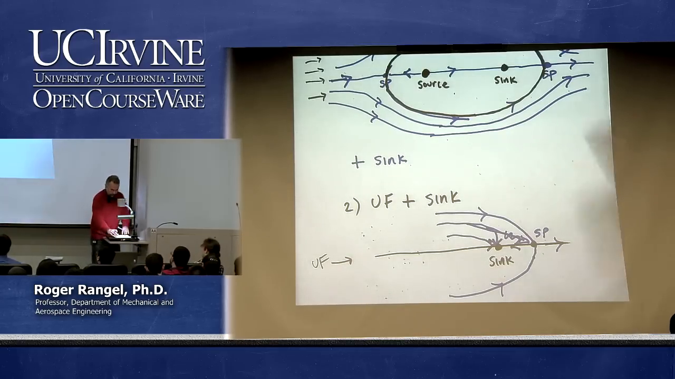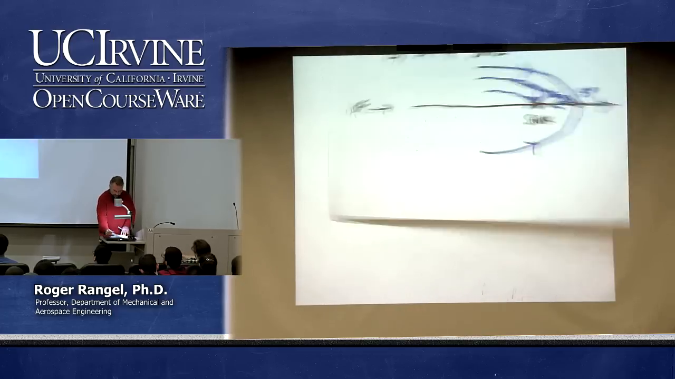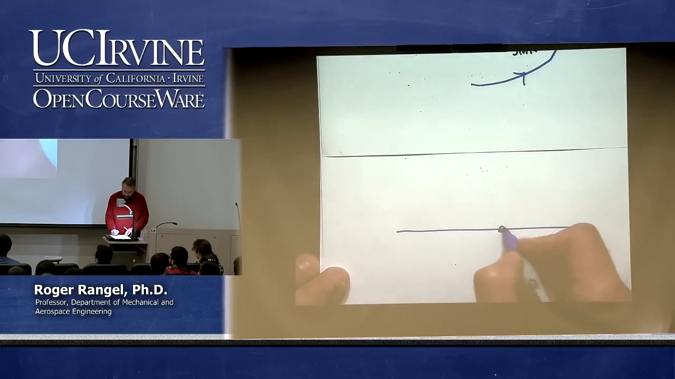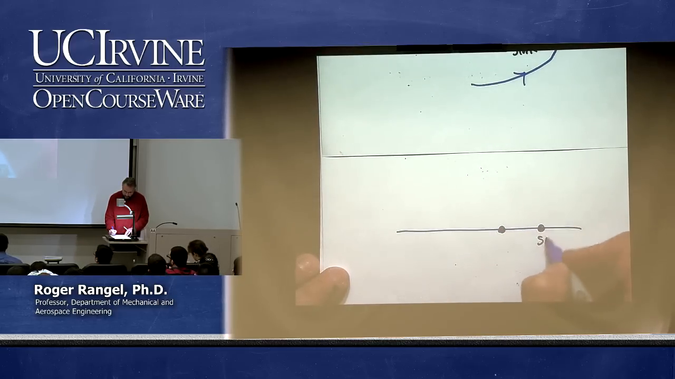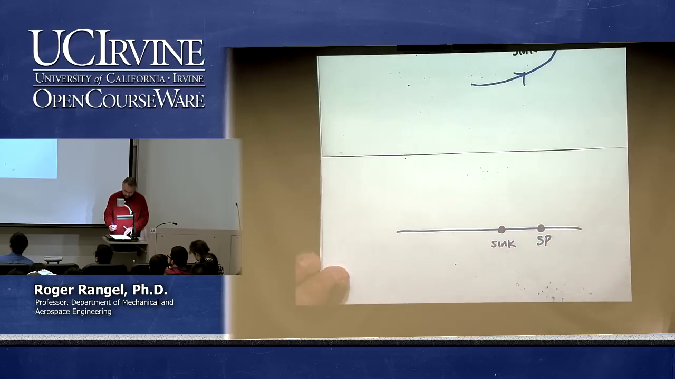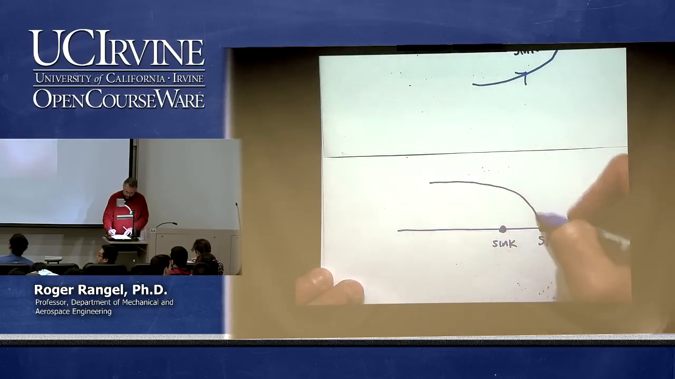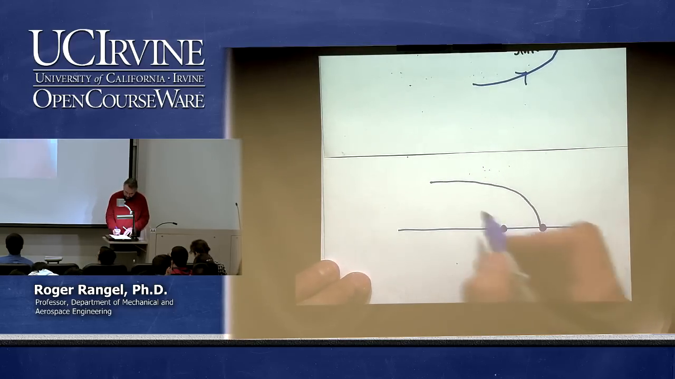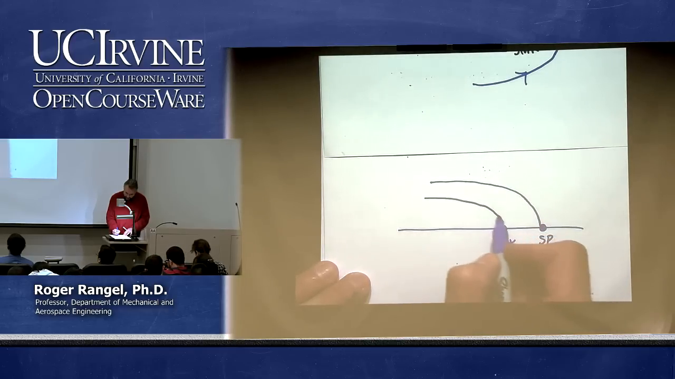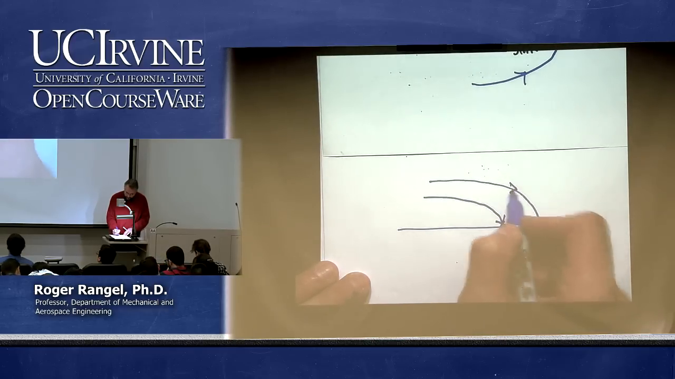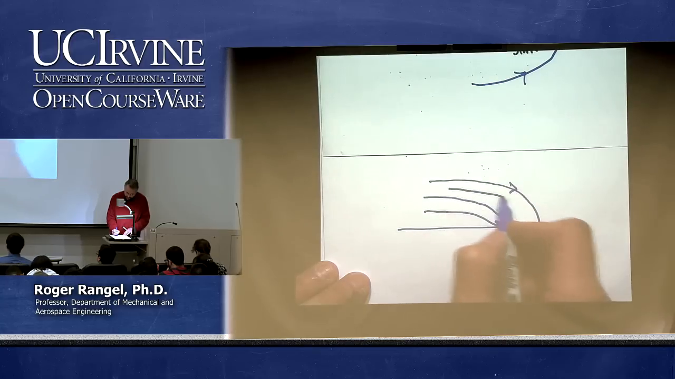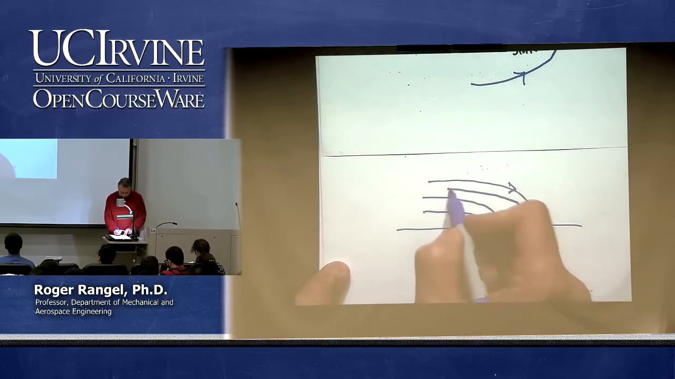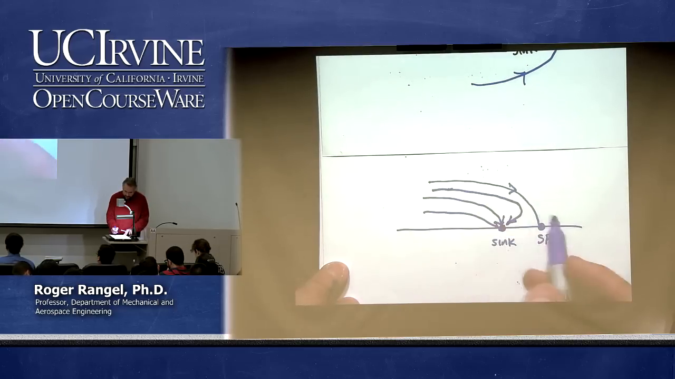Let me do that a little nicer. So here's the sink. Here's the stagnation point. So there is one that goes, let me draw just the top side so I don't clutter it too much. Then all the other ones have to go into this sink. Even these ones will turn and go into the sink. Right?